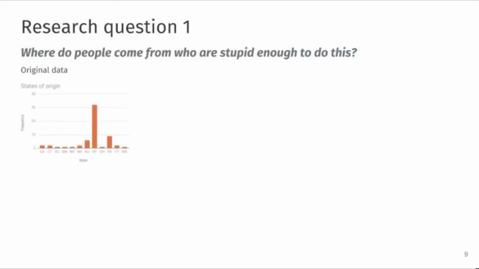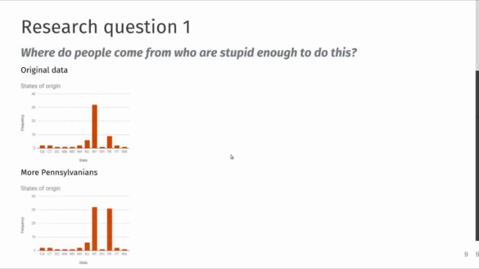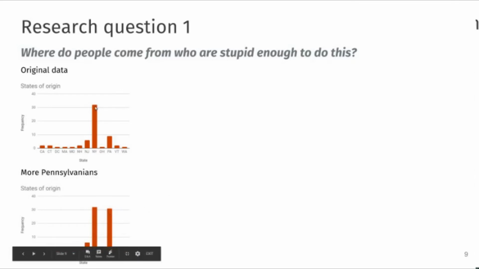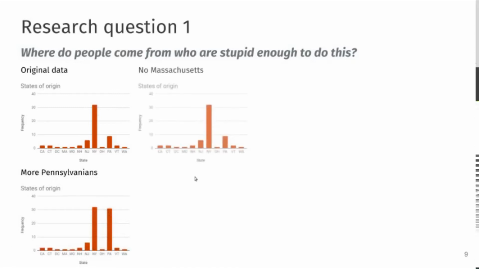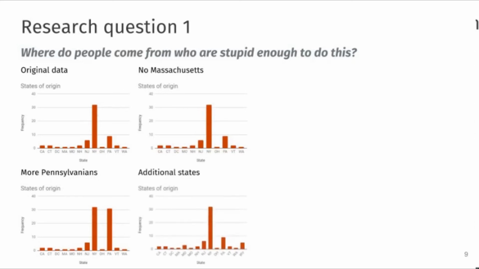So, going back to our research question, this was the original data we had, where we had a whole lot of people from New York, some people from a couple of other states. New Jersey and Pennsylvania seemed to be the runners-up, and then it's a smattering of other things. But what if we had a whole lot of Pennsylvanians? So we had 32 people from New York. What if we had 31 people from Pennsylvania? Or what if nobody from Massachusetts had shown up? Or what if a bunch of people from a bunch of other random states had shown up?